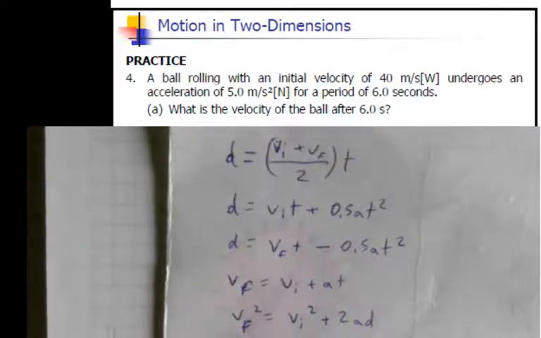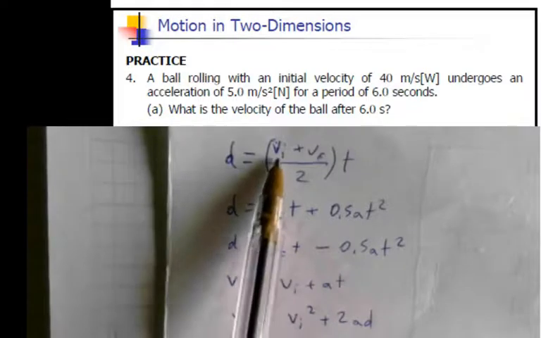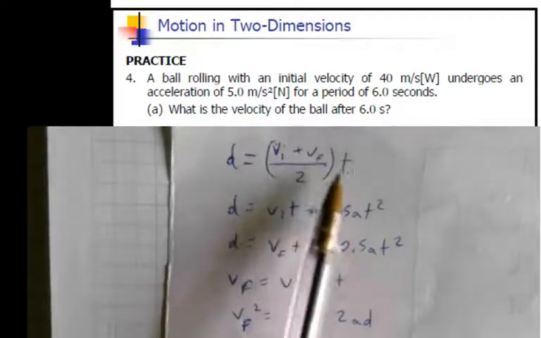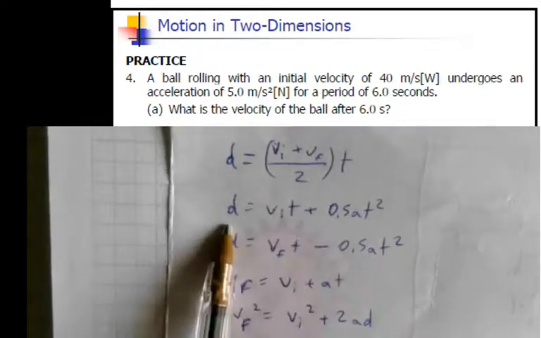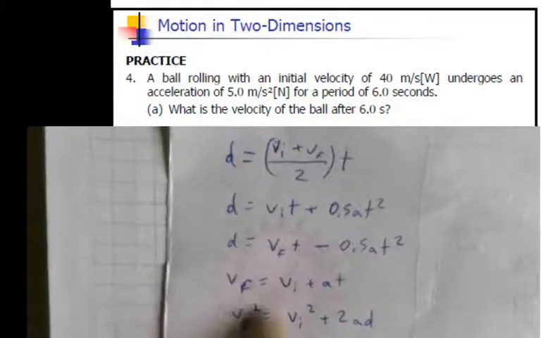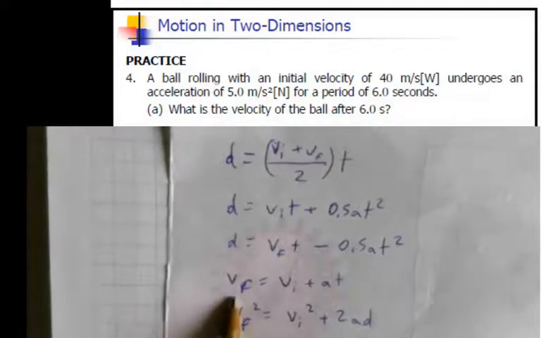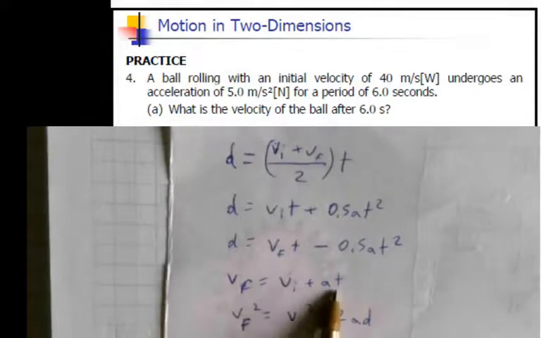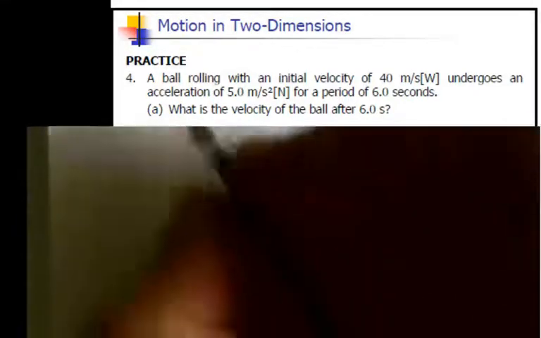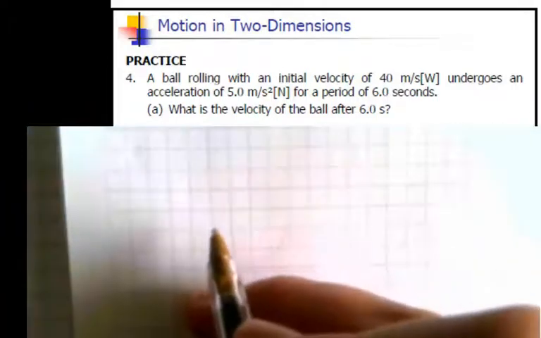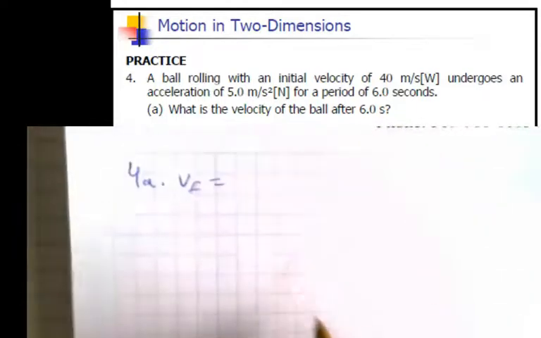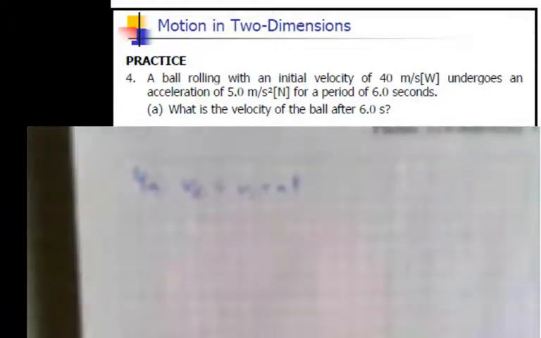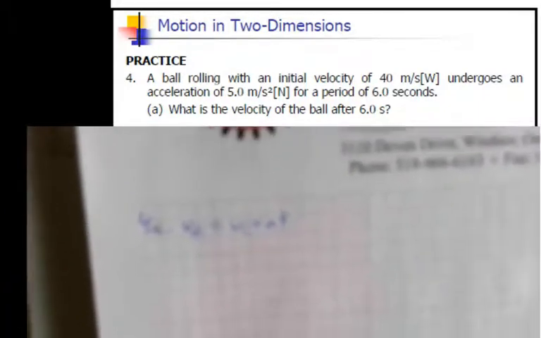So if I'm looking at that, I'm looking for something that has initial and final velocity, something that has time, and something that has acceleration. This is not it, this includes delta d. So it's going to be something like this: final velocity, initial velocity, acceleration, time. So VF, for question 4a, VF equals VI plus AT. To bring this up here.